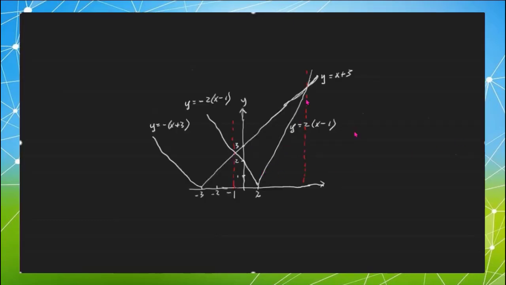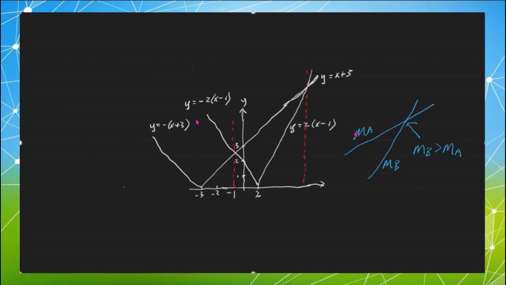When we look at the diagram, when the straight line below is steeper than the straight line above, then there is an intersection point here. When the straight line is steeper, it means the value of the gradient is greater. So therefore, when the gradient of the straight line below is greater than the gradient of the straight line above, then there is an intersection point here.